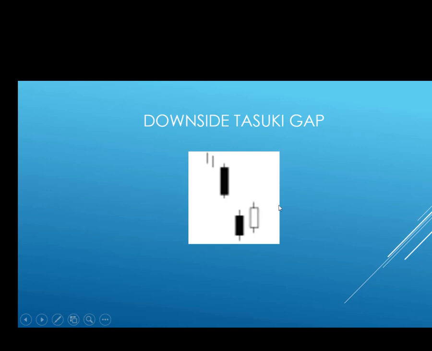Here's a fun one. It's called a downside Tsuki Gap. This pattern looks like this. It's almost like we're forming an abandoned baby. Well, we have the previous trend downward, then we have a gap down, hence the Tsuki Gap. Then the following day we have a confirmation of possible reversal as we get a bullish candle the following day.